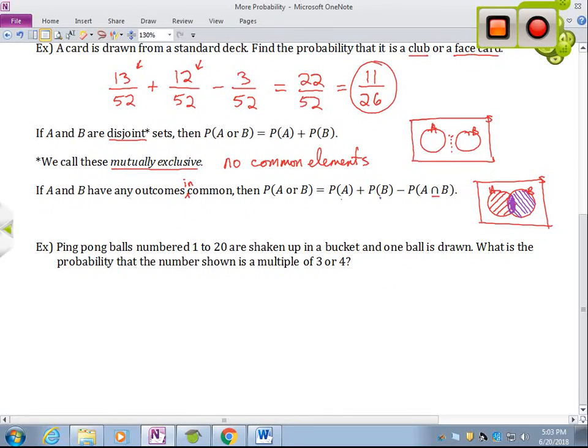Another example that involves that here, we've got ping pong balls that are numbered from 1 to 20, and they're shaken up in a bucket, and one ball is drawn. So there's an equal likelihood that each of the numbers from 1 to 20 gets picked. We want to know what is the probability that the number shown on our one single ping pong ball that's drawn is a multiple of 3 or 4.